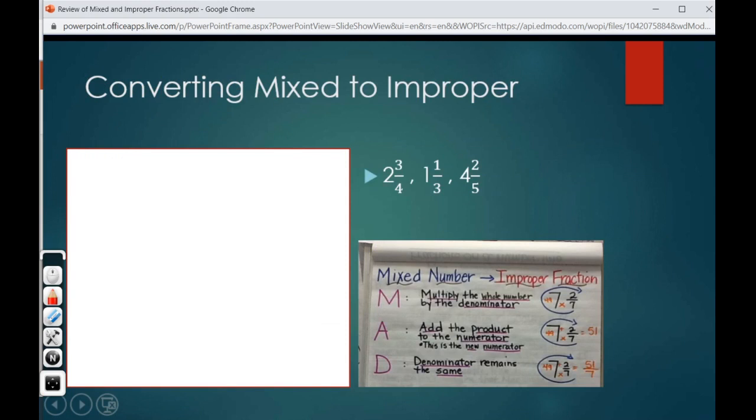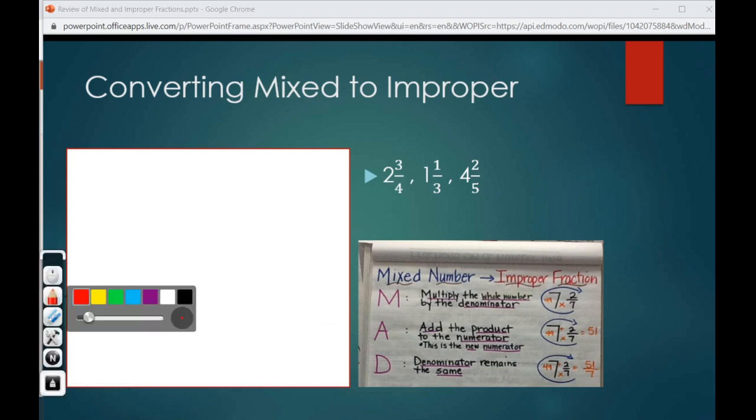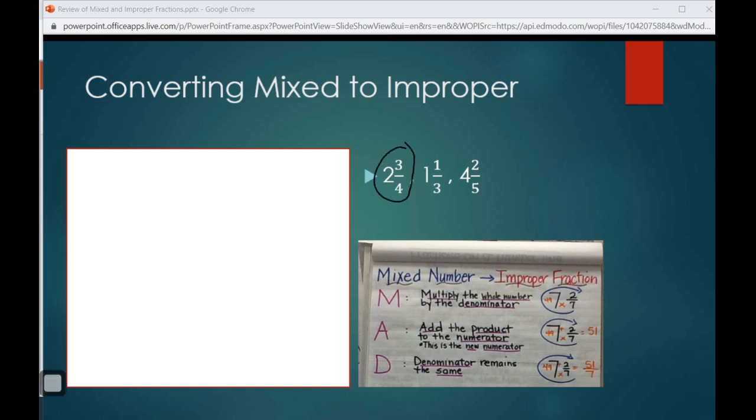All right, converting mixed to improper. As we can see, mixed to improper fractions. Using the MAD method, you're going to multiply the whole number by the denominator. Let's use this first one, 2 and 3/4. So you've got your 2 and you've got your 3/4.